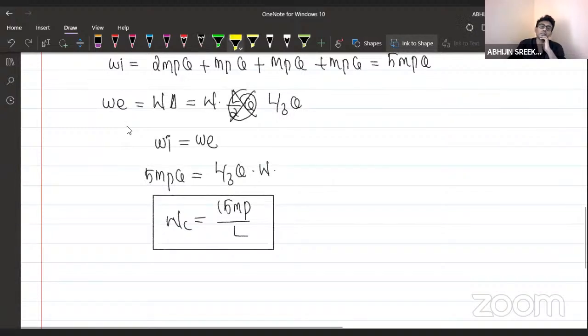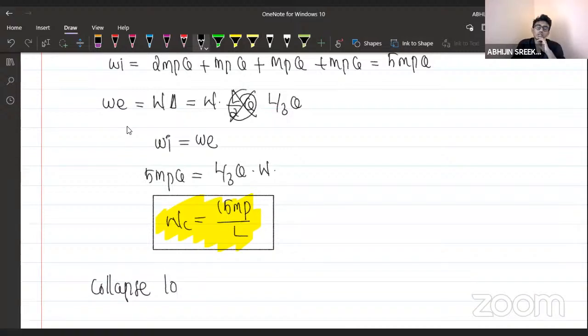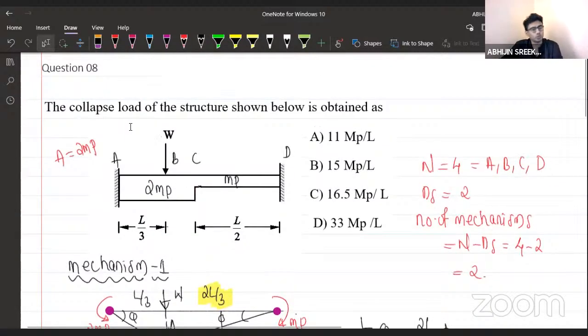15 MP divided by L. Tell me this. So what will be your collapse load? Collapse load will be the minimum of the possible collapse load for the possible mechanisms. The collapse load will be equal to 15 MP by L or 16.5 MP by L. It is the minimum, right? So 15 MP by L will be the answer. That's how we will be calculating the collapse load for beams. Minimum of 2. Very good. So answer here for this question will be equal to 15 MP by L, not 16.5.